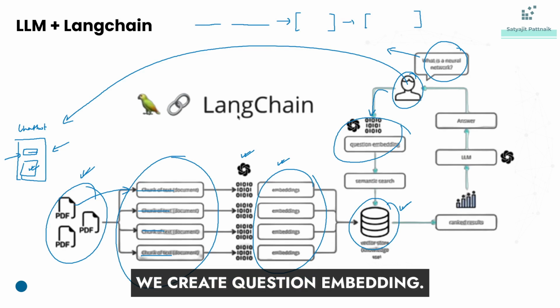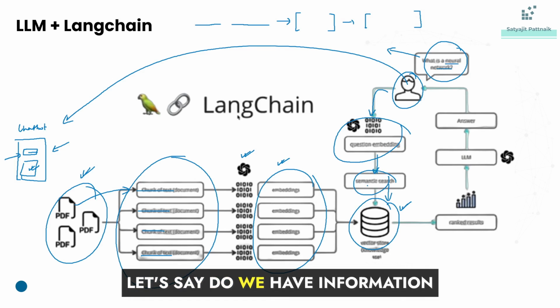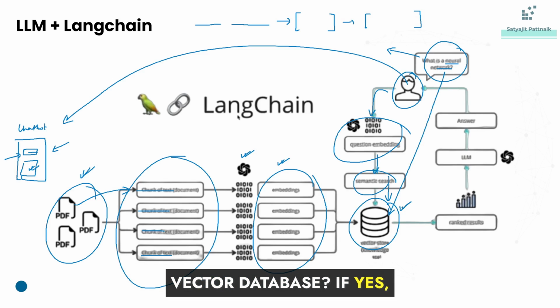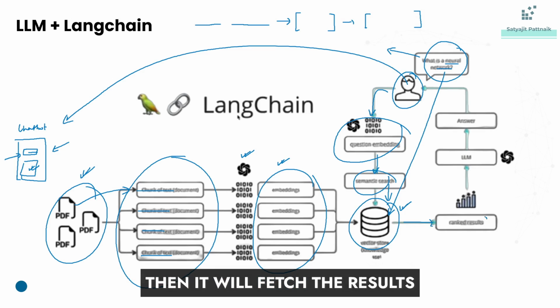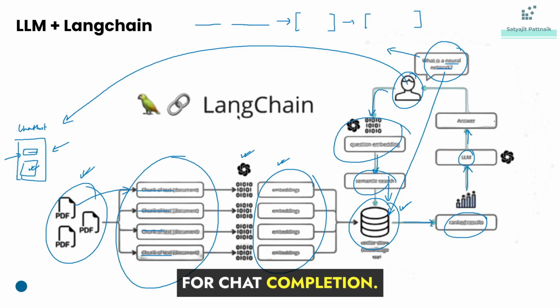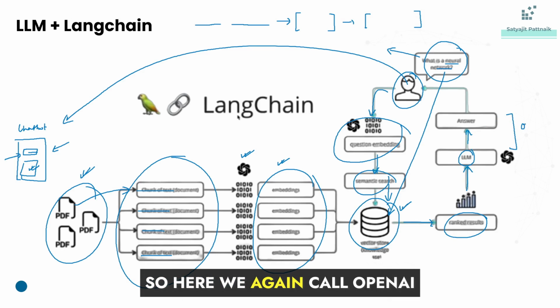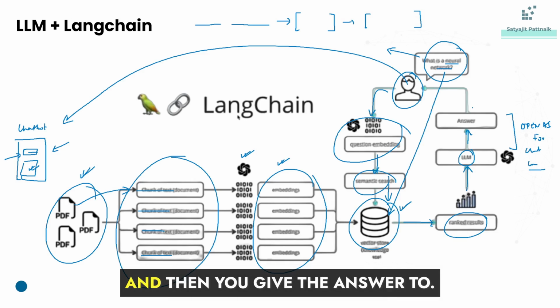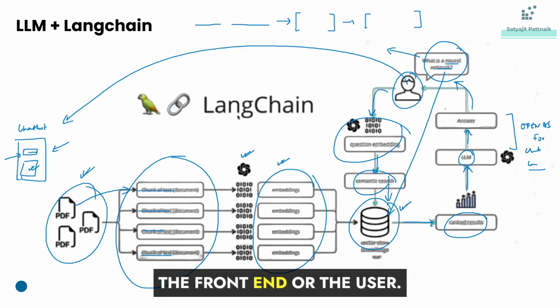We create the question embedding. Then we do a semantic search in the vector database. Let's say, do we have information about neural networks in this vector database? If yes, then it will fetch the results and also call the LLM for chat completion. So here we again call OpenAI for chat completion, and then you give the answer to the front end or the user. This is how it works.